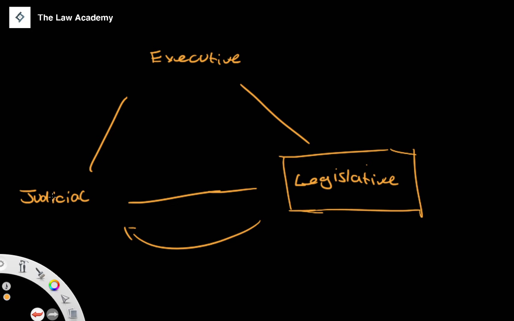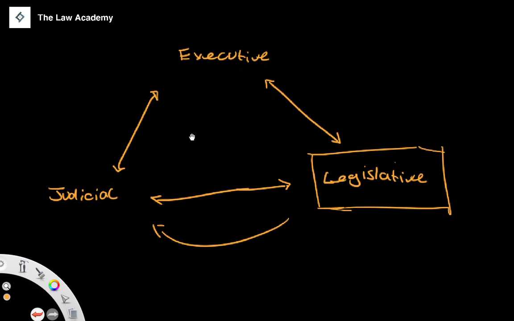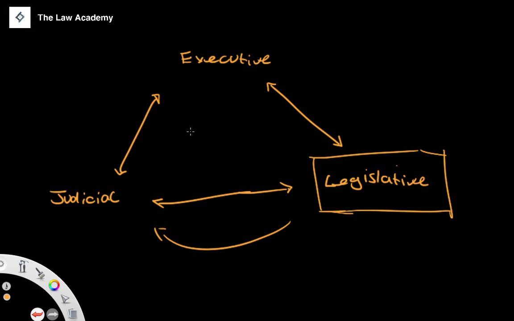The third principle refers to the kind of checks and balances that can be administered across these branches of government. So the legislature can check the powers of the judiciary, can check the powers of the executive, and vice versa, and also across this branch here as well. This is the concept of a separation of powers and the concept of checks and balances.